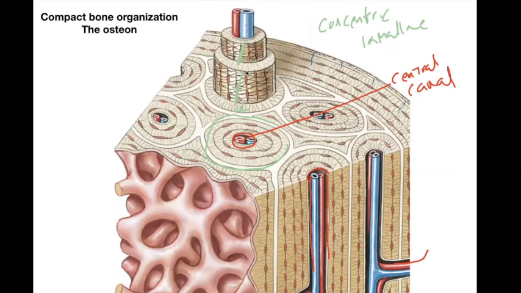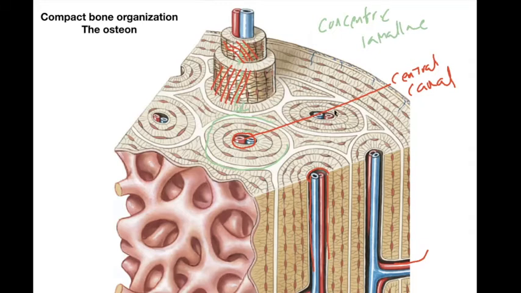And the other thing we'll see here is that for each of these rings, there's not only mineralized matrix, but there's collagen in there. And the collagen fibers are going to be running in one direction in one lamella, and in the other direction in the other lamellae. So this provides protection and resistance against any twisting and torsion that may occur in the bone.